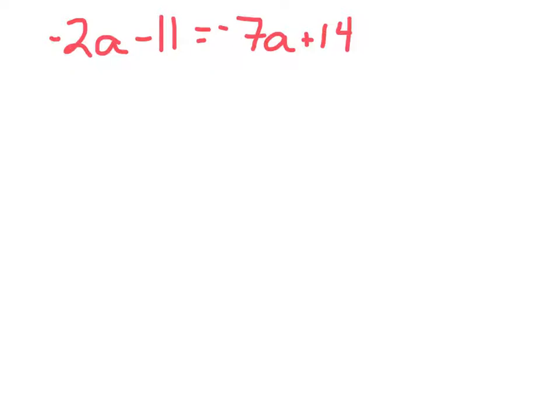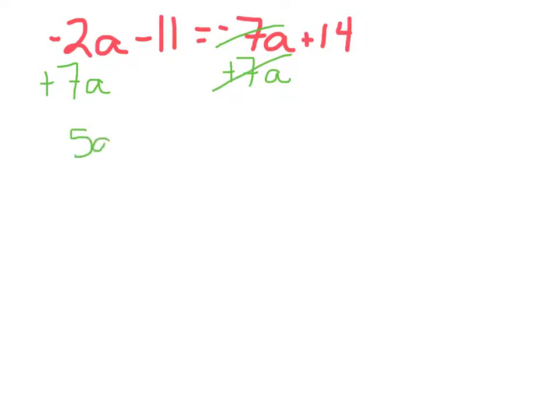My next equation, negative 2a minus 11 equals negative 7a plus 14. Now this one's a little bit tricky because on my left side I have not just 2a, but negative 2a. And on the right side I have 7a, but it's negative 7a. So which of those is less? The negative 7a is actually less. So to get rid of that, I do plus 7a. And I have to be fair. So negative 7a and plus 7a cancel each other out.